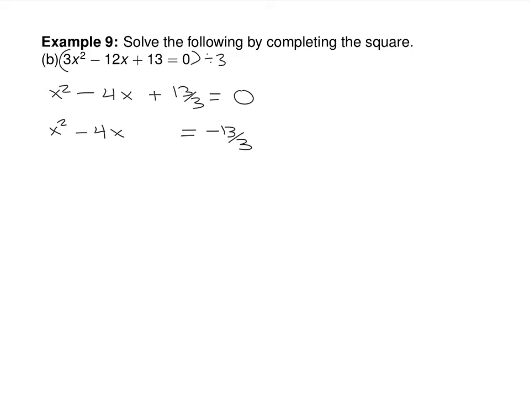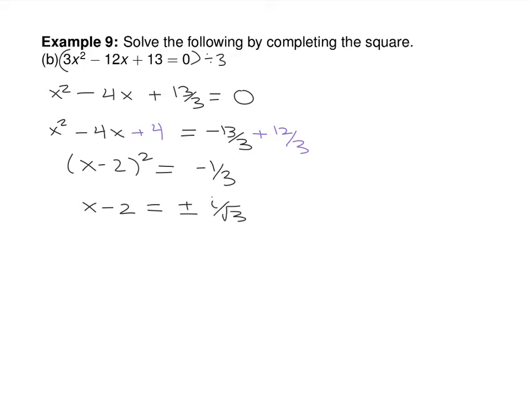What are we going to add to both sides? Plus 4. Plus 4, or 12 over 3. Could I just write 12 over 3 on this side? Okay, great. So then it's x minus 2 squared equals negative 1/3. So x minus 2 is equal to plus or minus I over root 3.